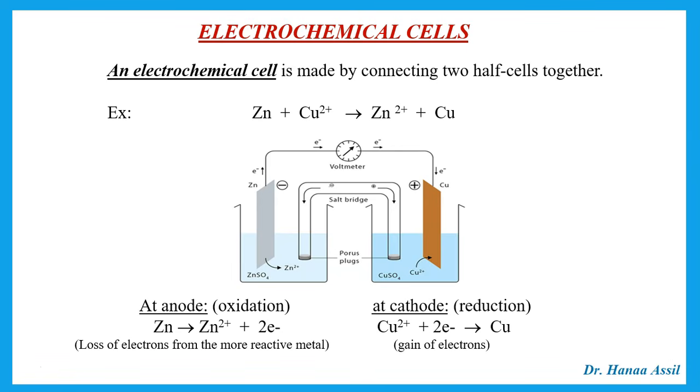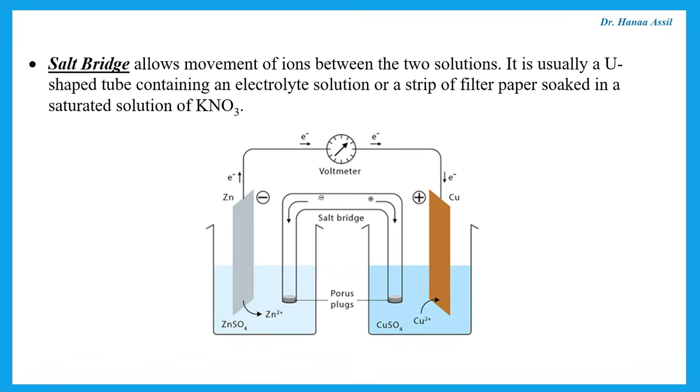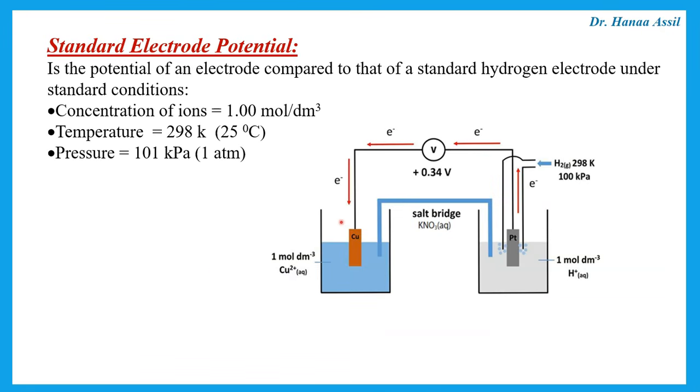So what happens in the anode is that the more reactive metal, which is zinc, for example, loses electrons, while at the cathode the less reactive gains electrons. The two half cells are connected by a salt bridge, and you know that this salt bridge is usually a U-tube containing a saturated solution of potassium nitrate, and this allows the movement of ions between the two solutions.